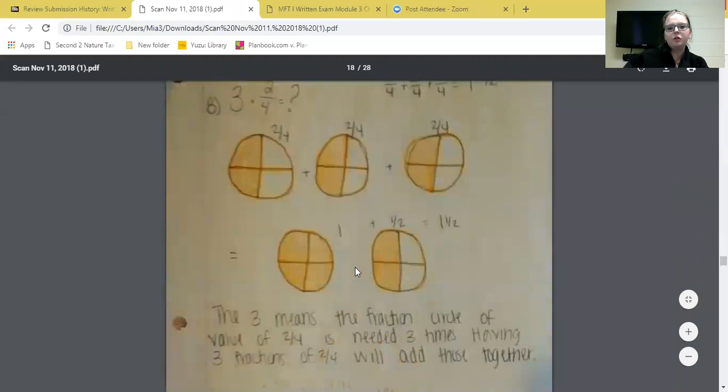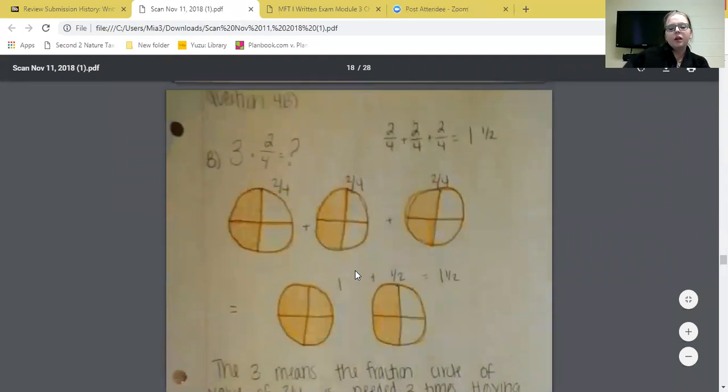Next, we have 3 times 2/4. Okay, so we colored in 2 portions of the 4 pieces of the whole pie. So 2/4 plus 2/4 plus 2/4 is what we're looking at. We know that if we add 2 of the 2/4 together, that gives us 4/4, which will equal 1 whole pie, with the remainder of 2/4 or 1/2 left, giving us a total of 1 plus 1/2 equals 1.5.